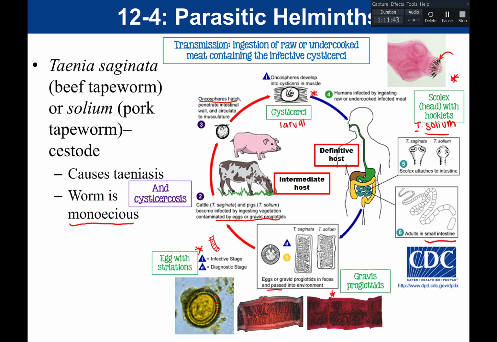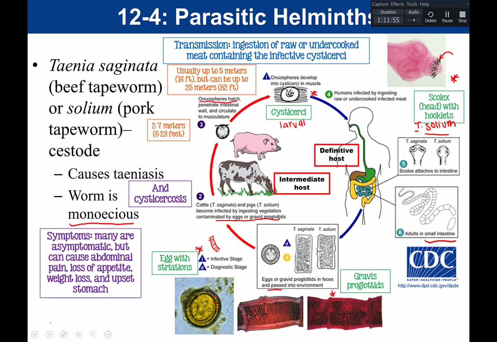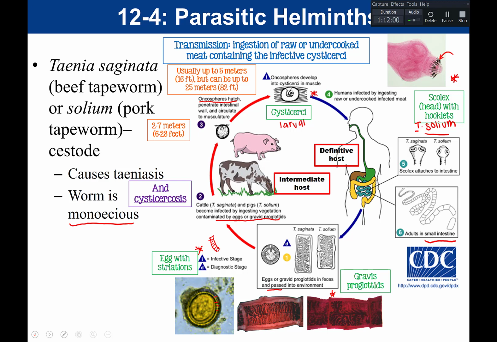So now we need to look at the rest of the table for Taenia solium. And so the approximate size of the worm. Now again, you do not need to memorize these numbers, but I did want to show you so that you could see how big these get. So for Taenia saginata, it is typically the larger of the two. Usually these worms are up to 5 meters, which is approximately 16 feet long, but they can be as large as 25 meters or 82 feet.